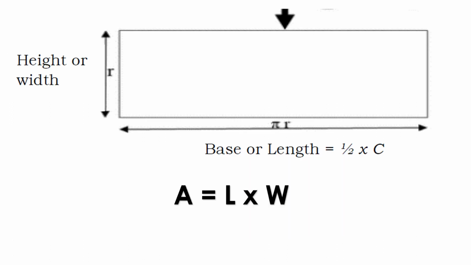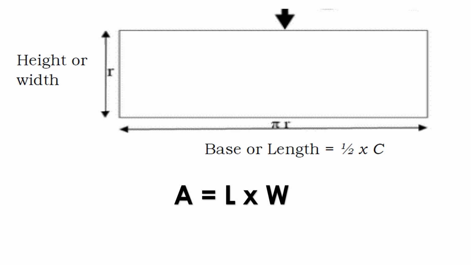Okay, now, as you can still remember, the formula in finding the area of a rectangle is A is equal to length times width. The height or the width is the radius, and the base or the length is equal to 1/2 of C. Why 1/2 of C?